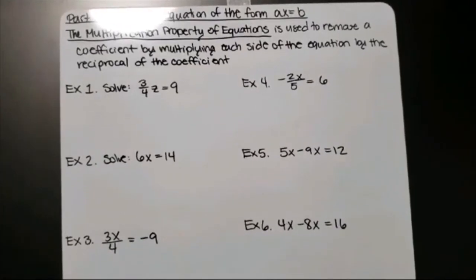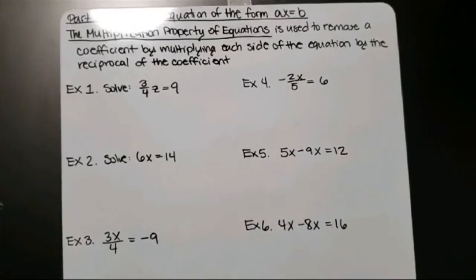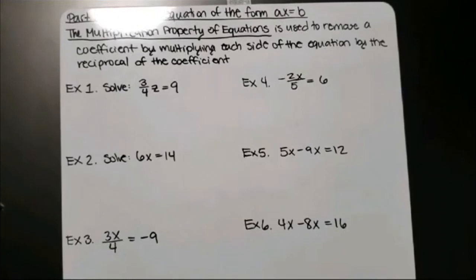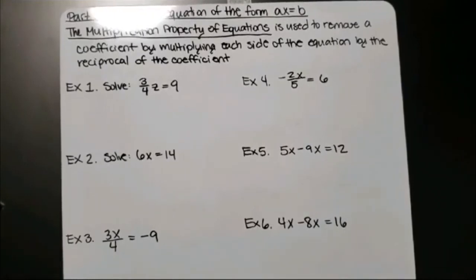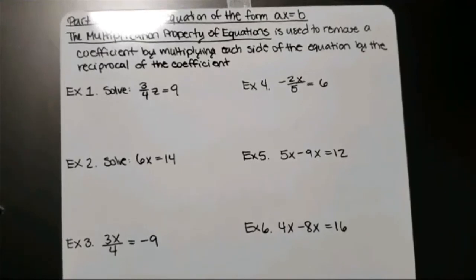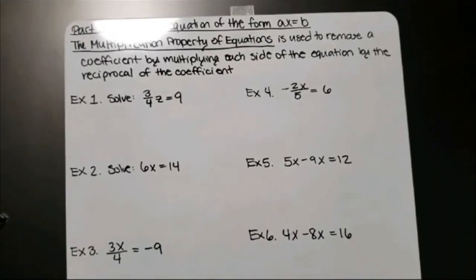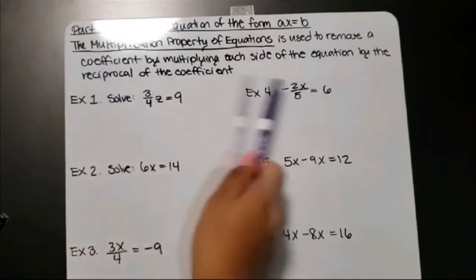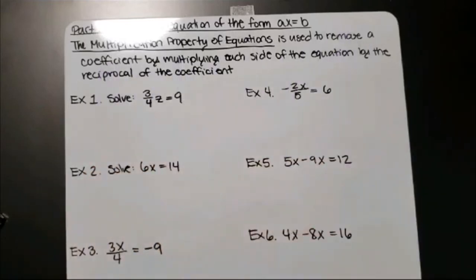We have 3 over 4z equals -9. Okay? So 3 over 4z is being multiplied, right? But when we divide by fractions, remember we have to multiply by the reciprocal. That's where all of this comes in, okay?